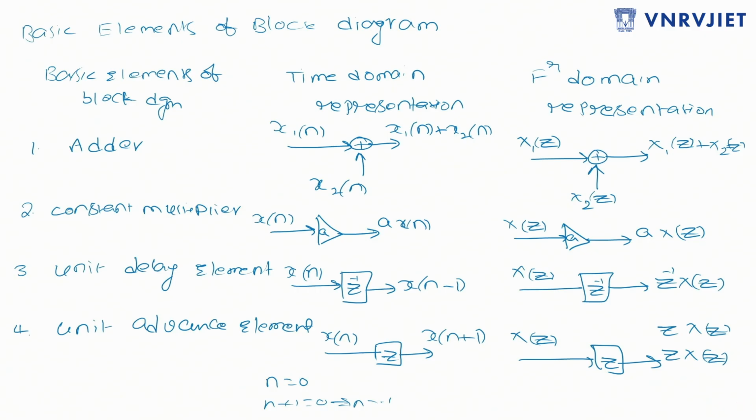So these are the basic elements we require to construct the block diagrams to represent FIR and IIR filters with suitable structures. In the next session, we will discuss the structures and how to construct the block diagrams of FIR and IIR filters using the various realization forms.